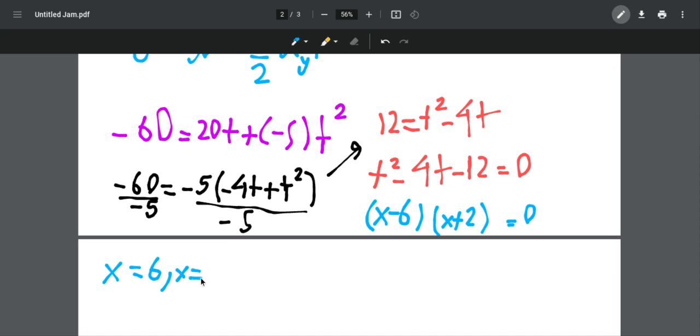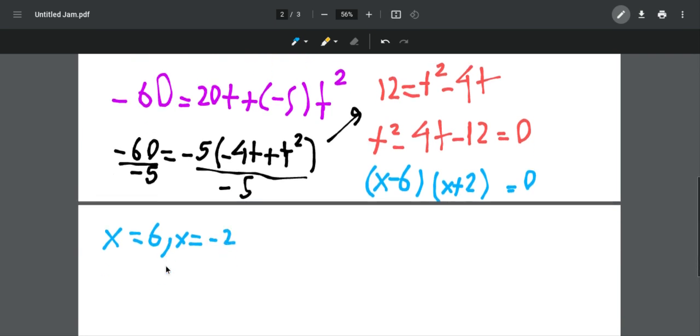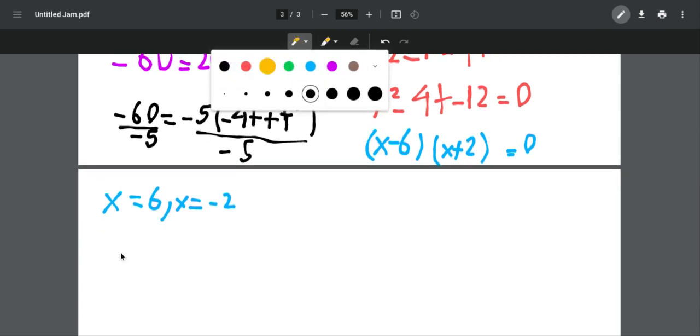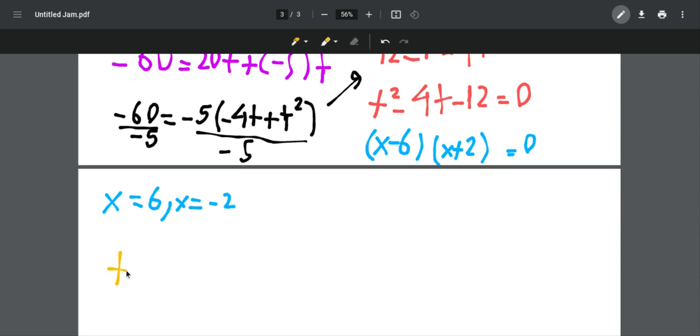But because the banana has gone straight upward, we're solving only for positive values. So for our final answer, t is equal to just 6 seconds.